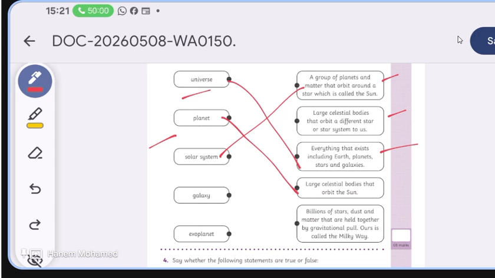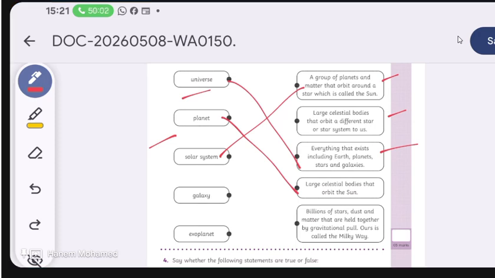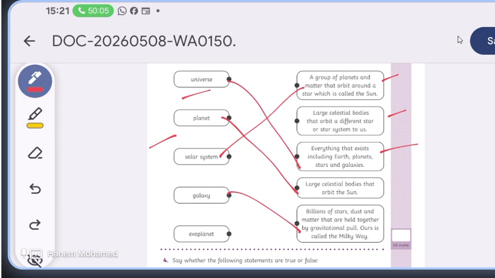Yeah. What about the galaxy? Billions of stars. Yes. Because our galaxy, the Milky Way, doesn't have only the sun as a star. It has billions of stars, dust, and matter that are held together by gravitational force. And an exoplanet means a planet far away from us, going around another star rather than our solar system. That's why we call it exoplanet, because it's outside our solar system, and we don't know the names because we haven't discovered any system other than our solar system until now.